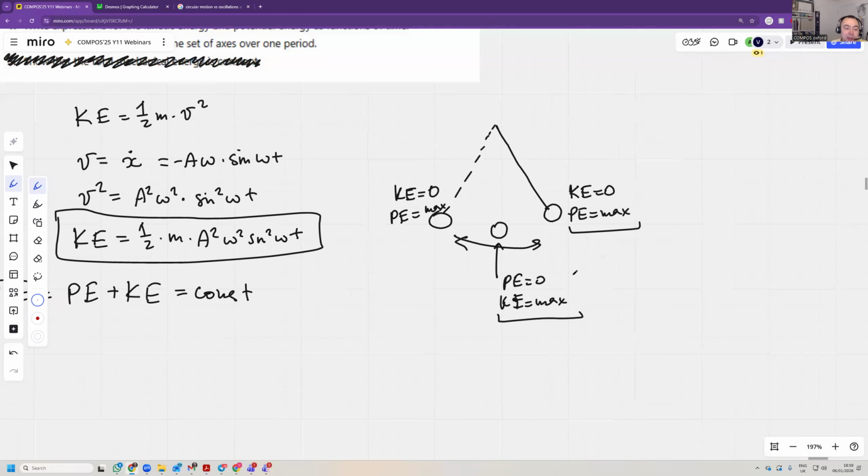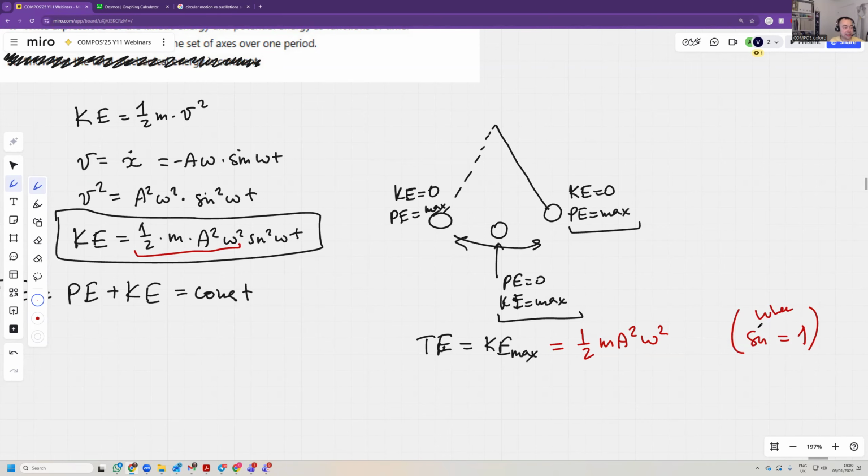In other words, the total energy is equal to maximum kinetic energy. And because kinetic energy includes sine, this is a constant value, and the sine takes values between -1 and 1. So the maximum kinetic energy is 1/2 m a squared omega squared without the sine, right? Because sine has to be 1.